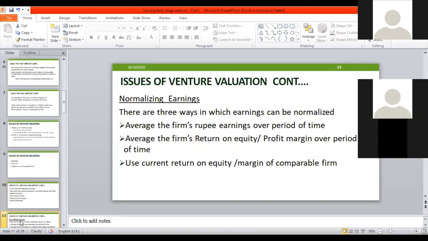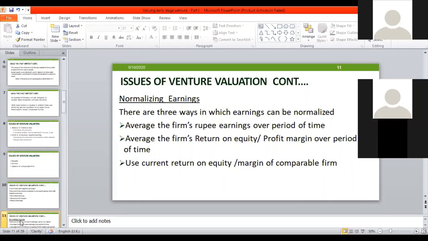So I will further discuss this normalizing earnings method, where we can use three approaches to normalize the earnings. In normalizing, we replace the negative earnings value with a positive earning value. We can use either the average rupee earnings value over a particular time period.